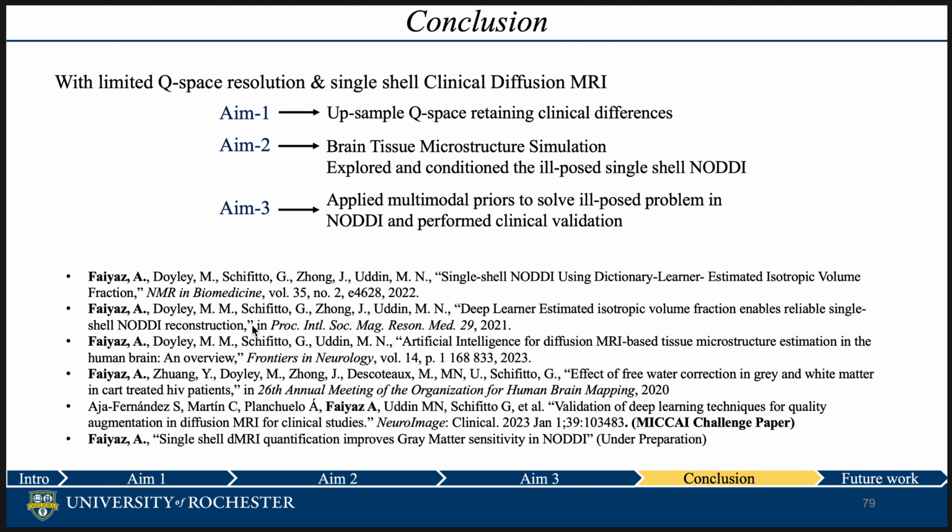So in conclusion, for the first aim, we used limited Q-space resolution and single shell clinical diffusion MRI data to upsample the Q-space, and we won a MICCAI challenge in the process. For the second aim, we explored and conditioned the ill-posed single shell NODDI problem in the brain microstructure simulation. And for the third aim, we applied multimodal priors to solve the ill-posed problem in NODDI and perform the clinical validation.